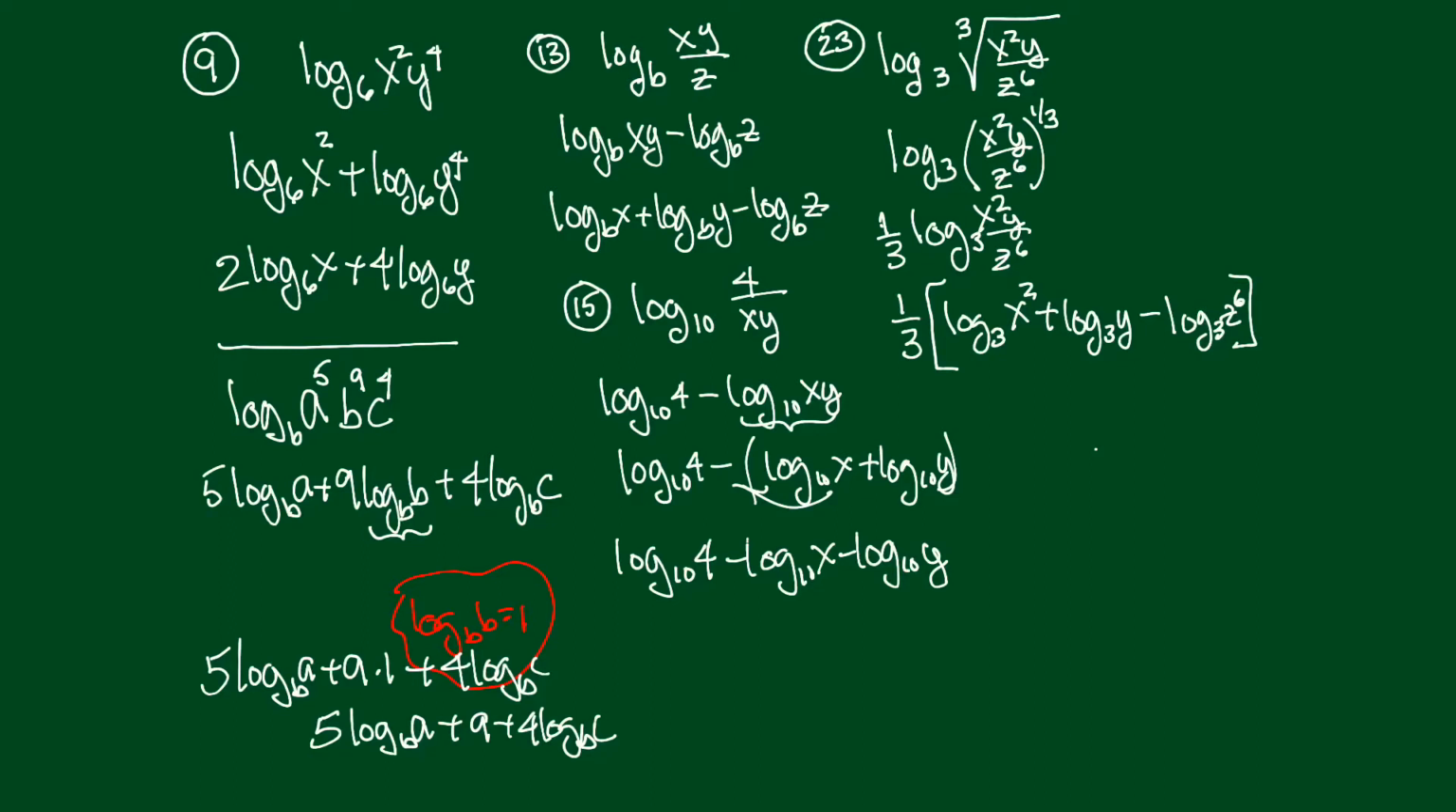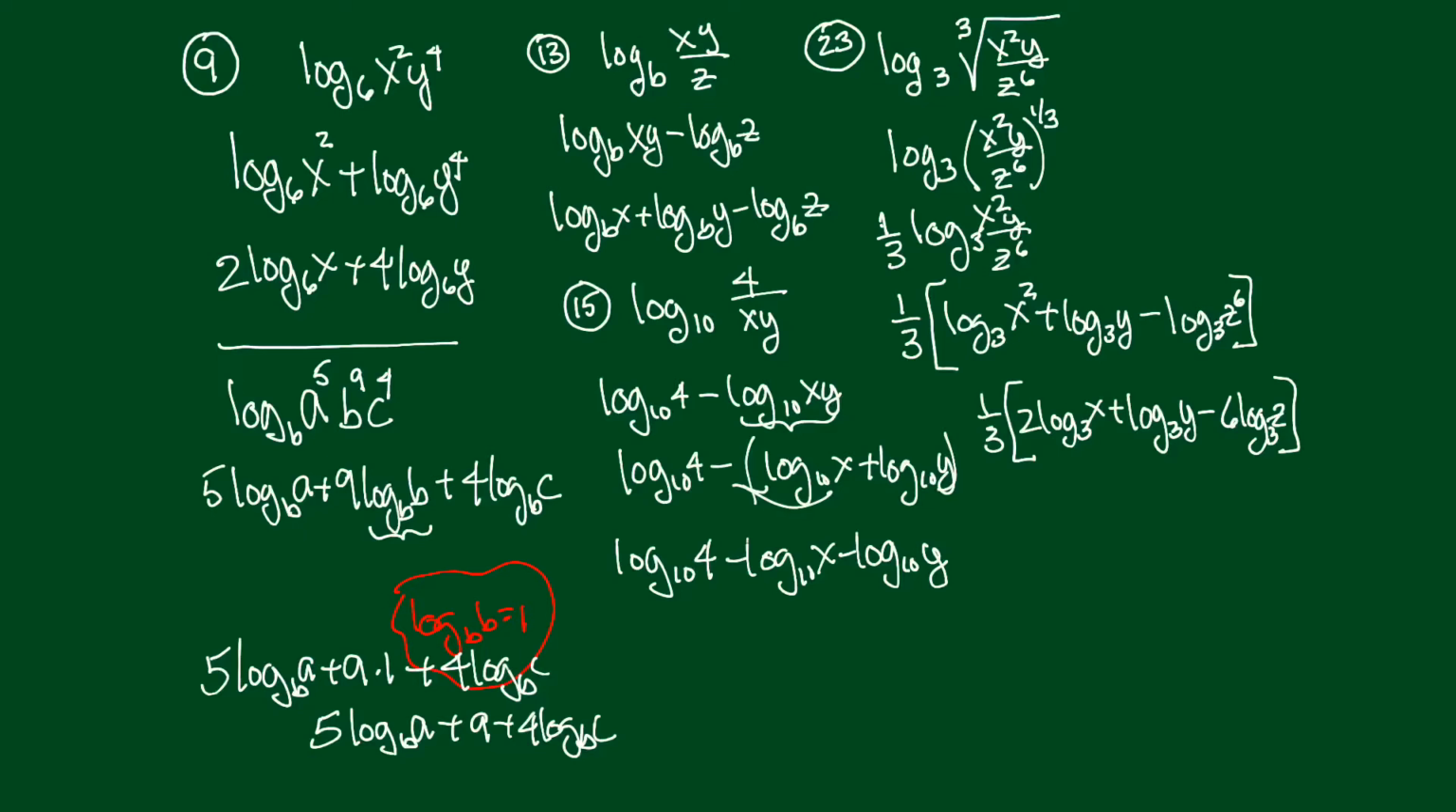And now, what happens to these powers? I got a power here and a power here. Those come down as multipliers. So what are we going to have here? It's going to be 1/3 times, now bring those powers down as multipliers. So how about 2 log base 3 of x plus, no power here, just log base 3 of y minus, now bring that exponent down, 6 log base 3 of z.